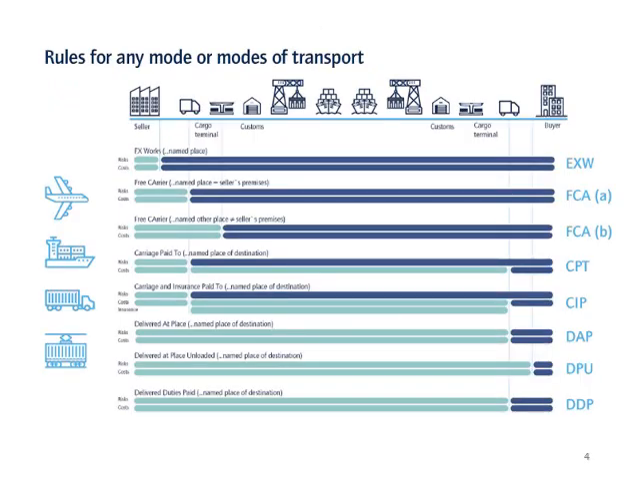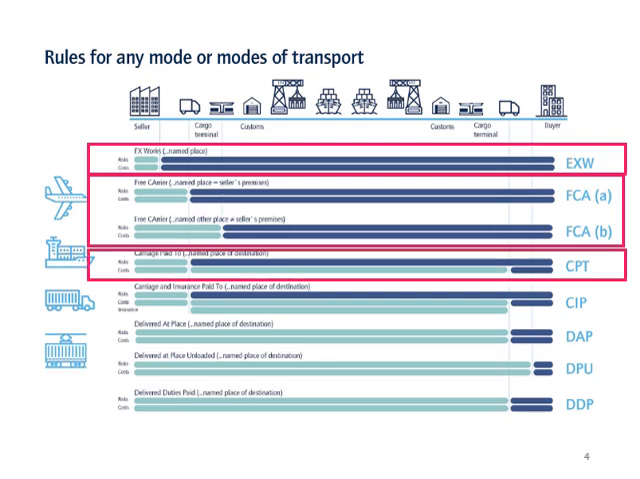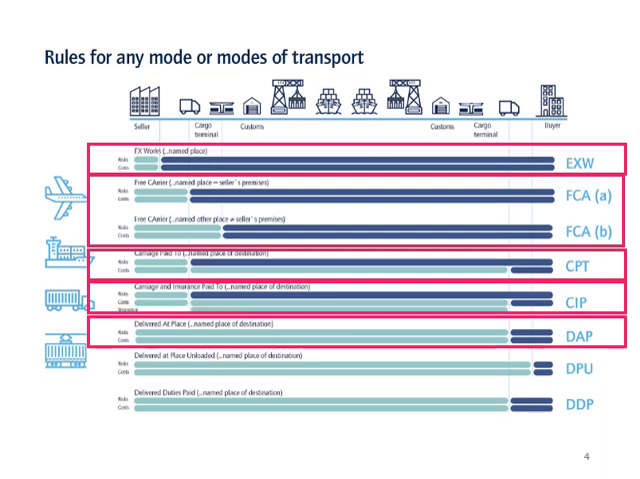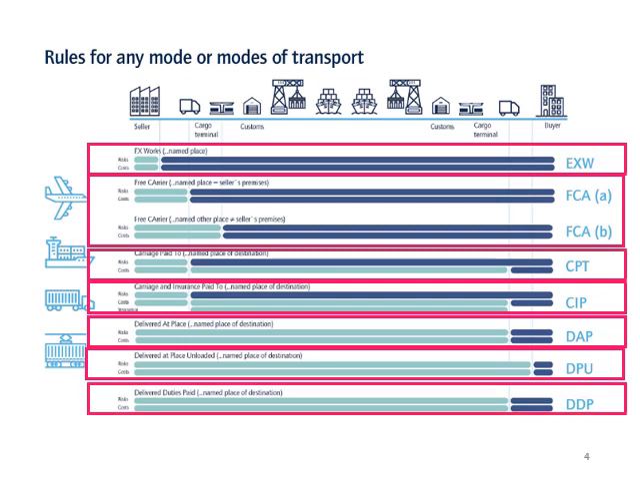The Incoterms rules for any modes of transport include EXW or Ex Works, named place of delivery; FCA, free carrier, named place of delivery; CPT, carriage paid to, named place of destination; CIP, carriage and insurance paid to, named place of destination in buyer's country; DAP, delivered at place, named place of destination; DPU, delivered at place unloaded; and DDP, delivered duty paid, named place of destination.